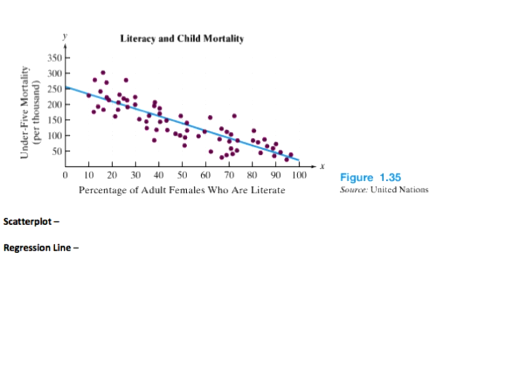Okay, so the first concept that you encounter in 1.4 is the idea of a scatter plot, or looking at data on a graph. I have an example here of the percentage of adult females who are literate in regards to child mortality rates. This is real data. You can see that the source comes from the United Nations.